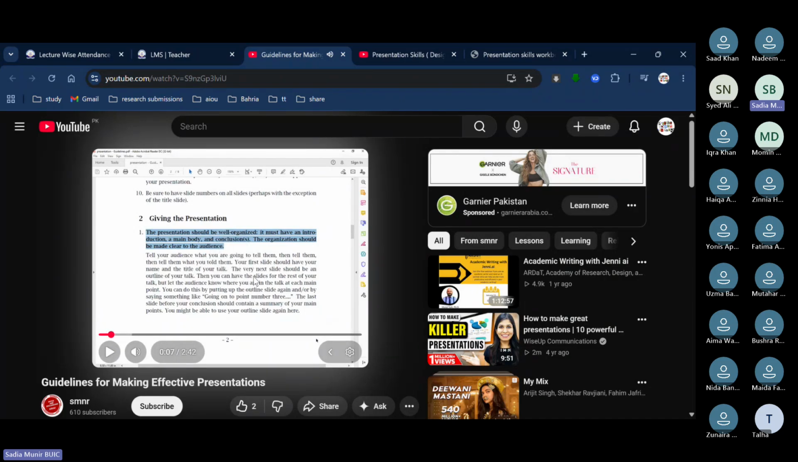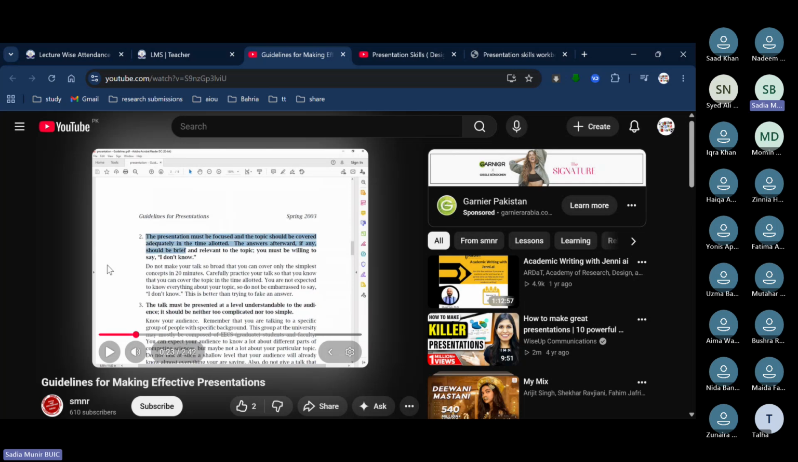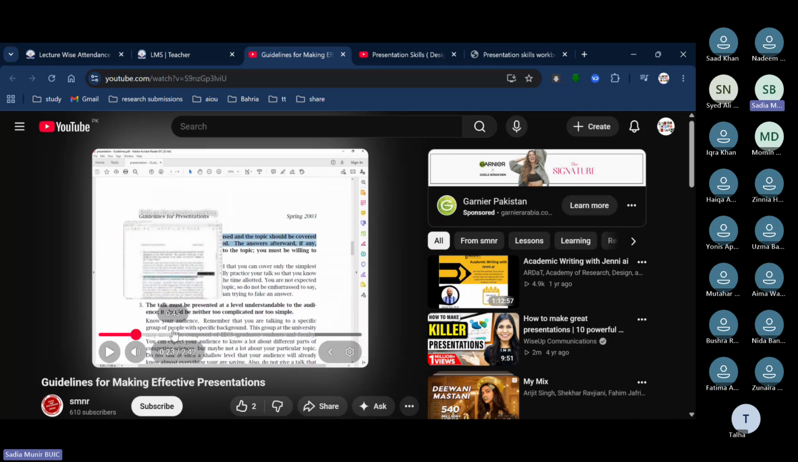The first one is the presentation should be well organized and have an introduction, a main body, and conclusion. And the organization should be made very much clear. Second is the presentation must be focused and the topic should be covered adequately in the time allocated. The answers afterward, if any, should be brief and relevant to the topic. The talk must be presented at a level understandable to the audience. It should be neither too complicated nor too simple, which means again being audience oriented.